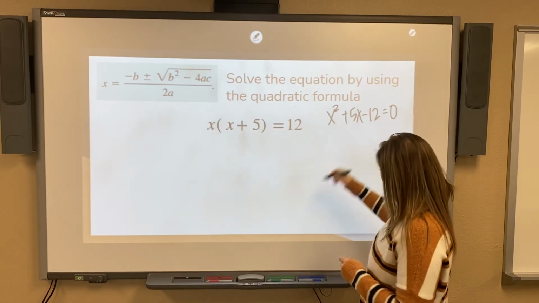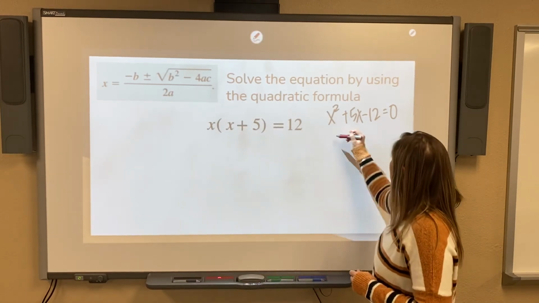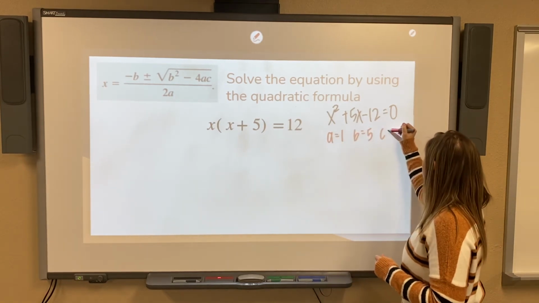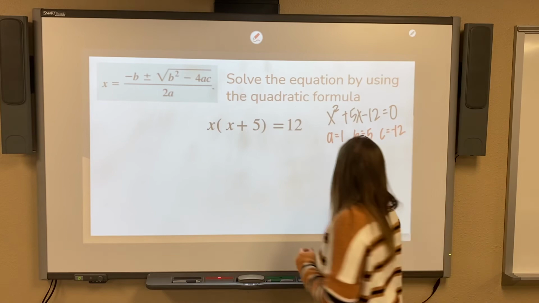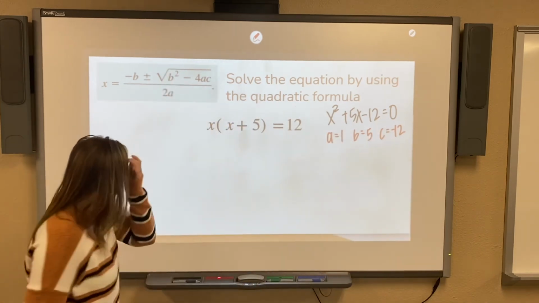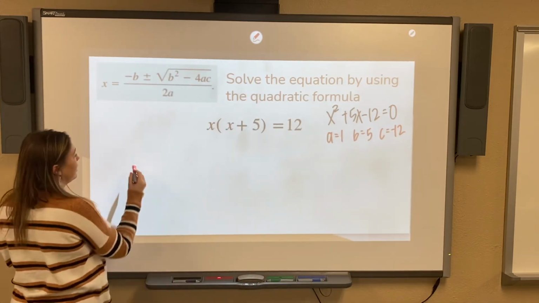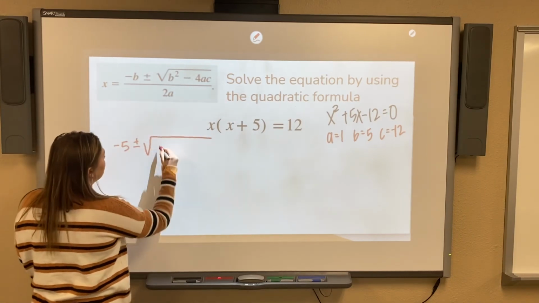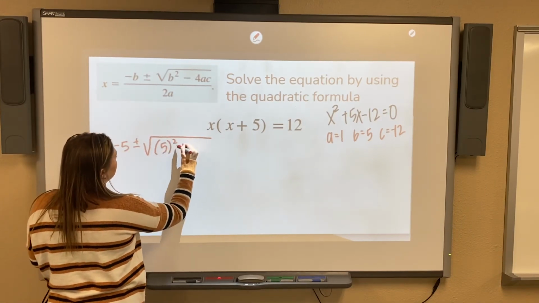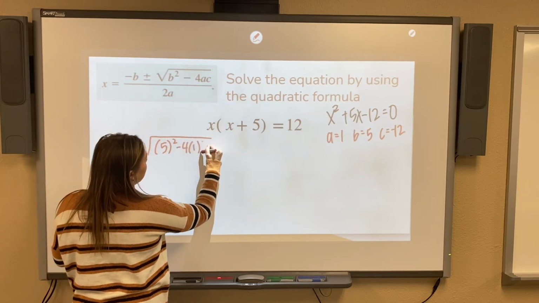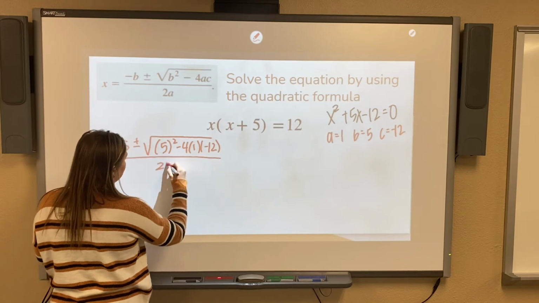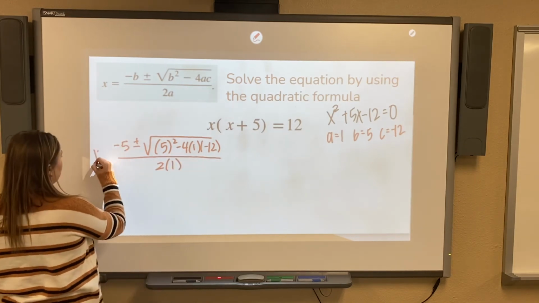So our a is 1, our b is 5, and our c is negative 12. So we're going to put those into our quadratic formula. So negative b, so negative 5, plus or minus the square root of 5 squared minus 4 times a, which is 1, times c, which is negative 12. All of that is over 2 times a, which is 1. So that's what x equals.